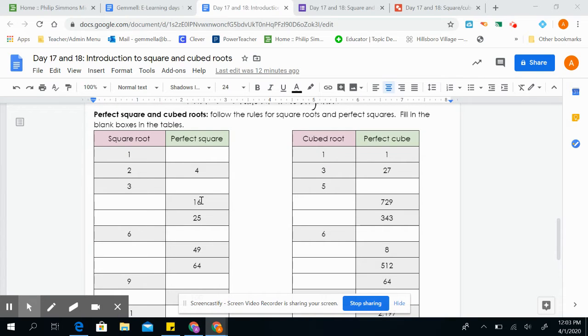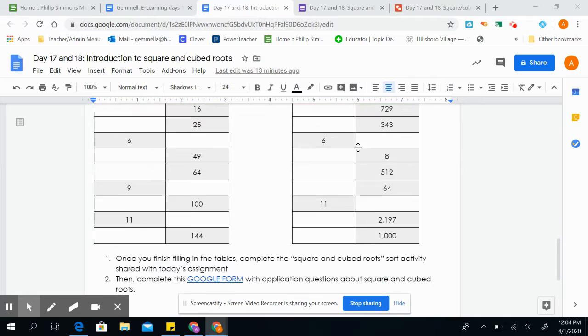So one thing I didn't totally cover here is that taking the square root of something is the inverse of squaring, and taking a cubed root of something is the inverse of cubing something. So just like multiplication and division are inverse operations, squaring and taking square roots are inverse operations as well.